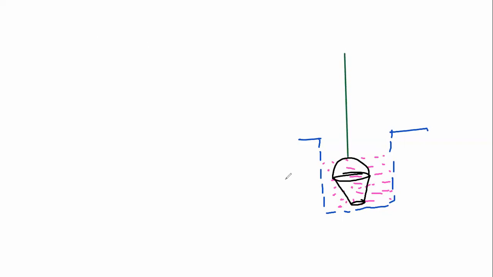Then we have to lift it with the help of a rope of length L. Then the work done in lifting this. Let us suppose M is the mass of the bucket along with the water, and the mass of the rope is taken as small m.